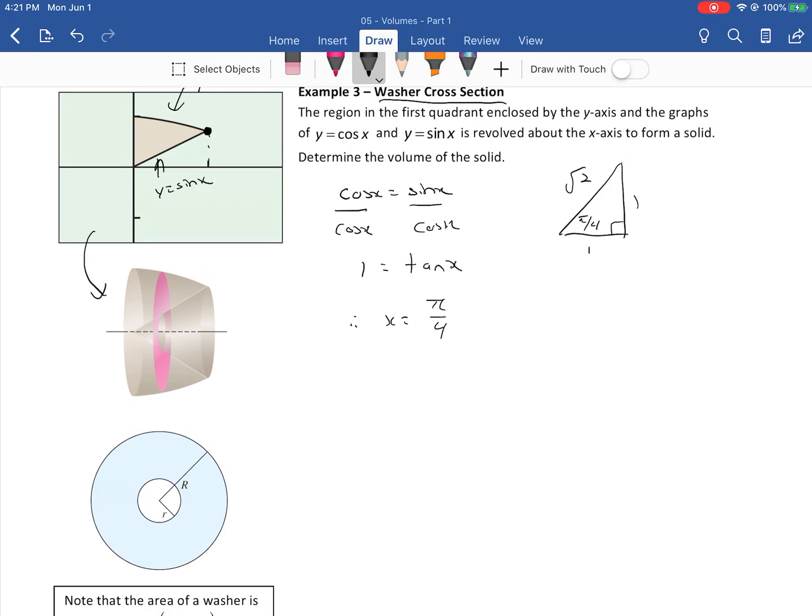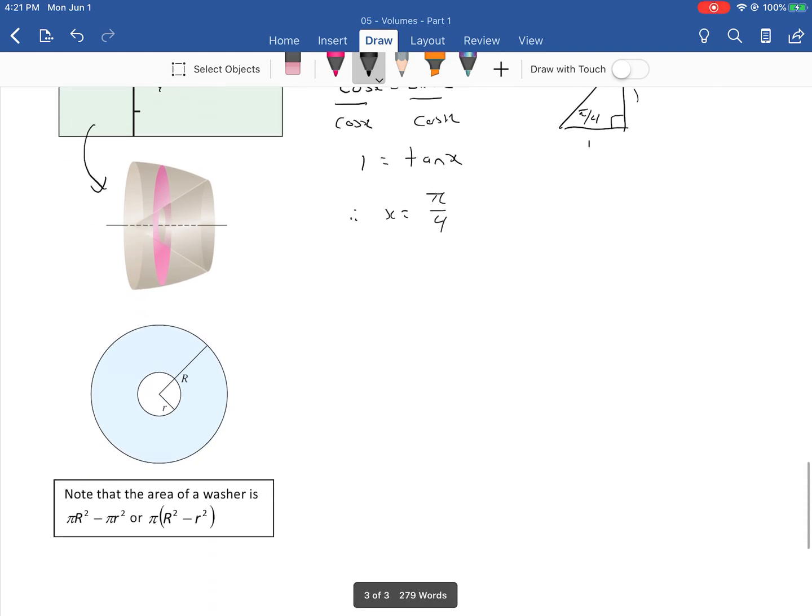You get this pink washer cross-section. It's just like a disc, like a record, if anybody knows what a record is anymore. A CD, and it's got a little hole in the middle that's been carved out of it. So for those ones, we have a washer. And the nice thing about the washer is it's got a pretty easy formula.